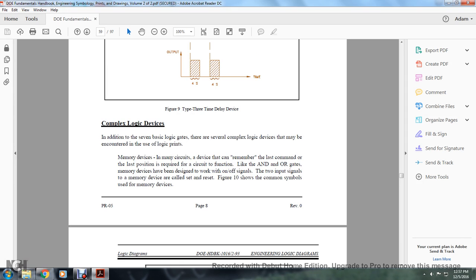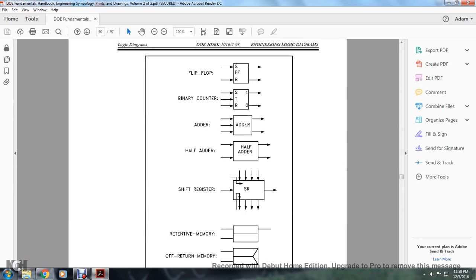Memory devices. In many circuits, the device must remember the last command, the last position required for the circuit function, and or gates. Memory devices are designed to work on the on and off signals. The 2 input signals of a memory device are called set and reset. Figure 10 shows the common symbols used for memory devices.